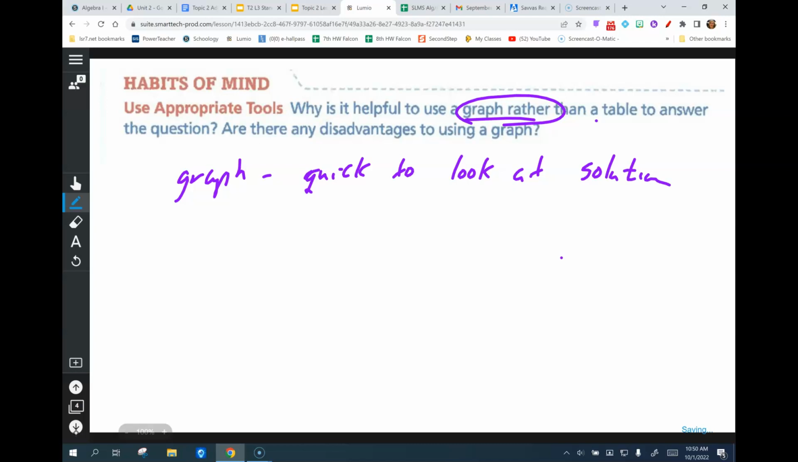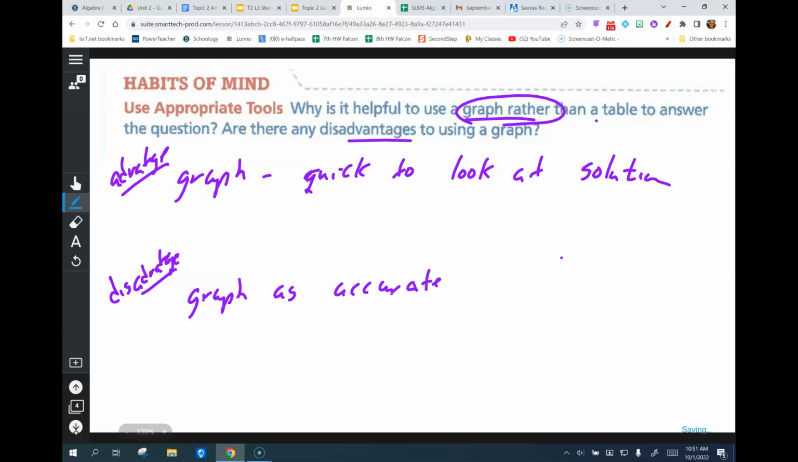Okay, and the table, you'd have to generate it. Now, this is an advantage, and a disadvantage of a graph is that it's not as accurate. We were even doing that ourselves, going, oh, that's about 14. Okay, a graph is not as accurate as a table. A table is going to be exact. And the disadvantage for the table in this first question is that you just have to generate the numbers.